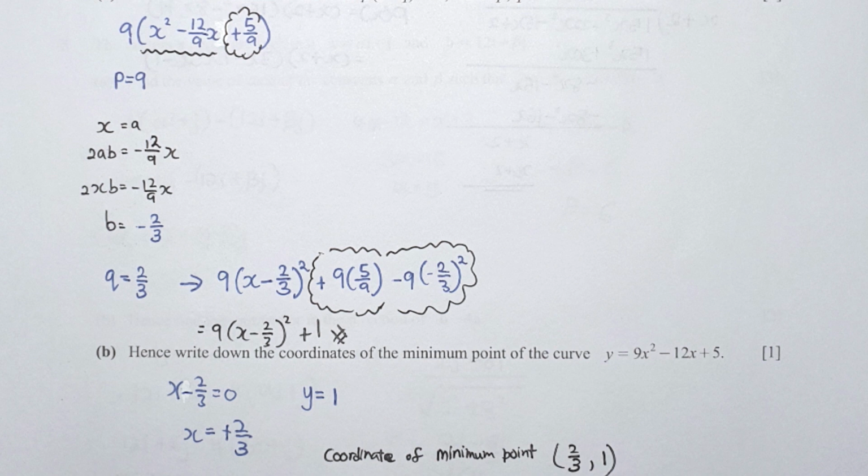Hence, write down the coordinates of the minimum point of this curve. So you take x minus 2 over 3 equals 0. x will be 2 over 3. And the corresponding y value, when you substitute 2 over 3 into the equation, you will get 1. So the coordinates of the minimum point will be 2 over 3, 1.